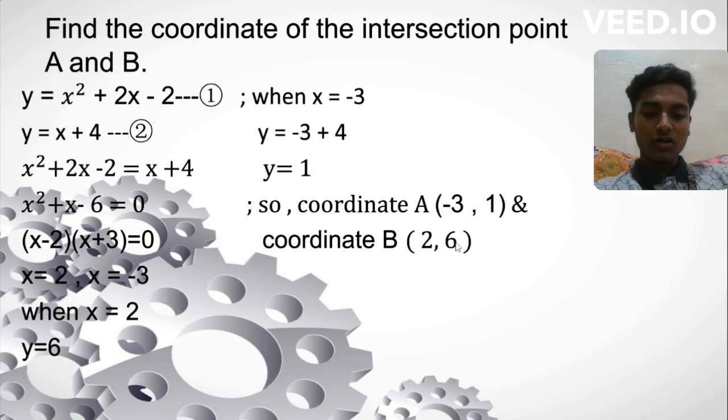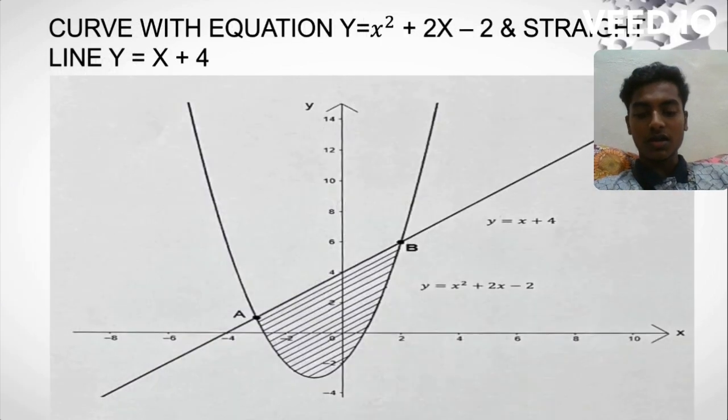So in order to double check, we look back at the image. We got the value of coordinate A as negative 3 and 1. If we see here, that is correct indeed, and the value of coordinate B is 2 and 6. So the image seems to be correct, and the answer that we got also seems to be correct.